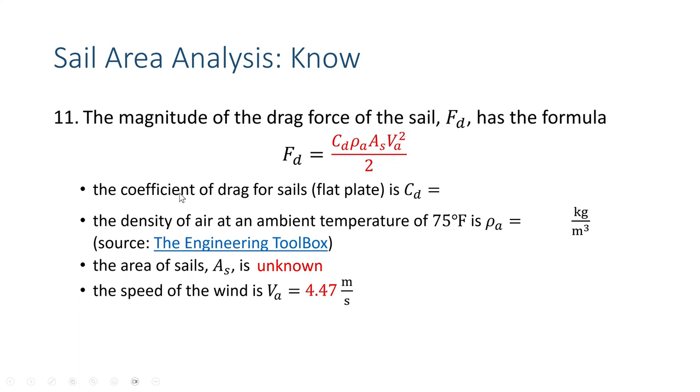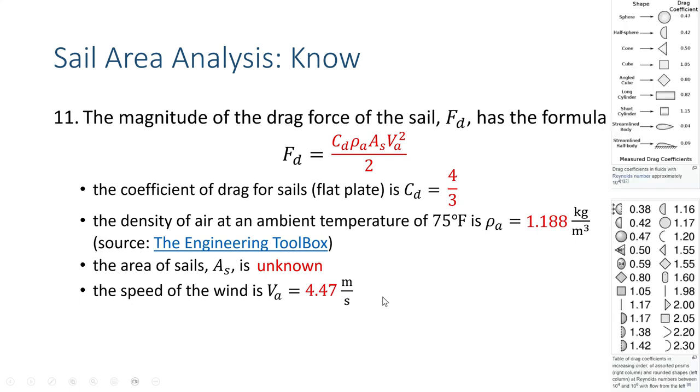So how did we come up with this coefficient of drag for sails? Well, we said it's pretty close to a flat plate. So the drag coefficient that we defined before was 4/3. The density of air at 75 degrees, we looked this up on Engineer's Toolbox, and it is 1.188 kilograms per cubic meter. The area of the sail, well, this is what we're trying to find, so it's unknown. The speed of the wind, we calculated that out, or it was defined for us, and then we converted it to 4.47 meters per second.